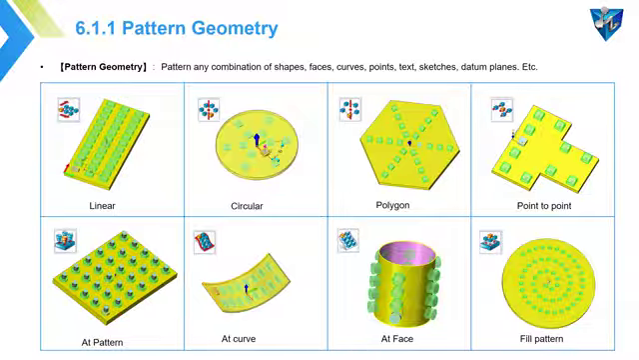First, let's talk about pattern geometry. In ZW3D, geometry means shape, face, curve, point, sketch, datum, etc. On this page, you can see we just take a solid shape as an example to show you the 8 methods to create a pattern, which are linear, circular, polygon, point to point, add pattern, add curve, add face, and the fill pattern. You can quickly go through the slide, and later I will show you directly in the software.